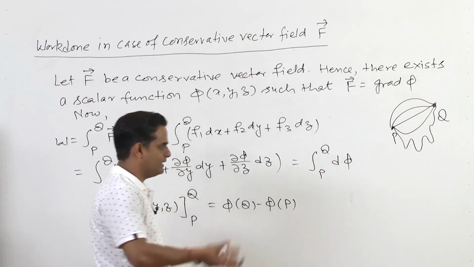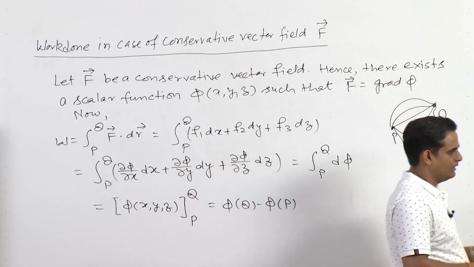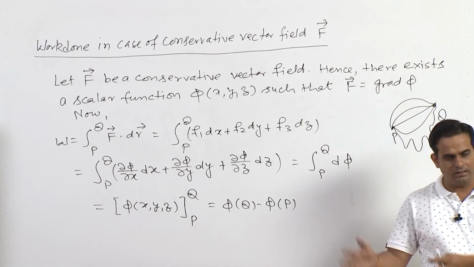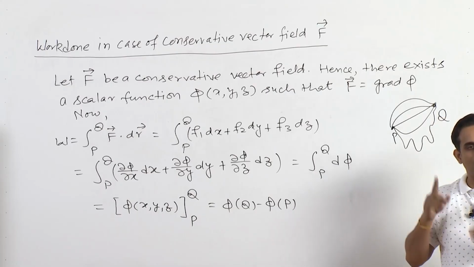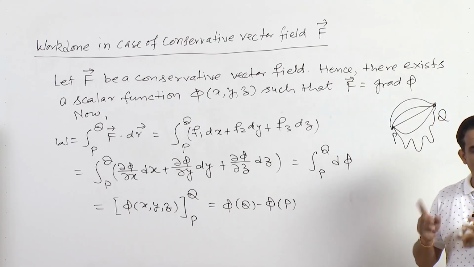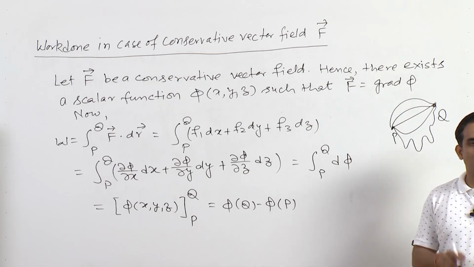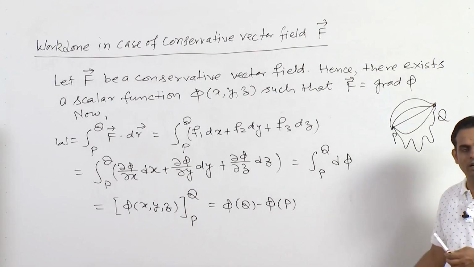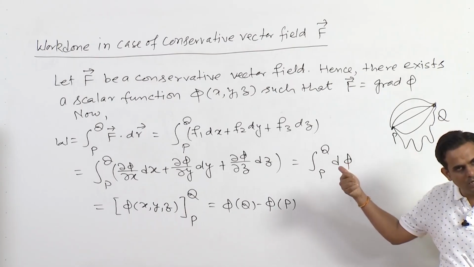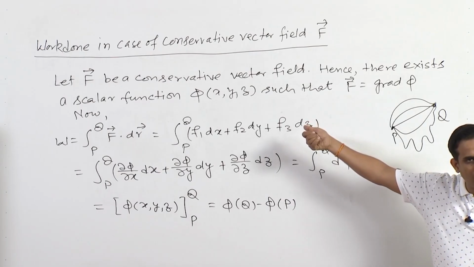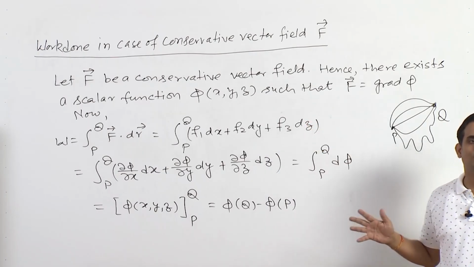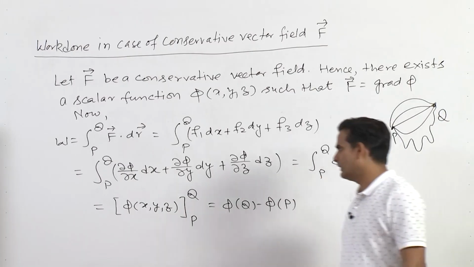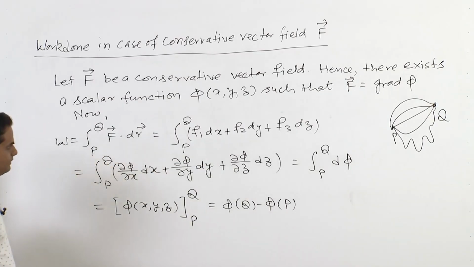So, if the question is like that, let F be a conservative vector field given by this, then find the work done by this conservative force by moving a particle from P to Q. So, what you need to do? You need to find the potential function phi corresponding to the conservative vector field F, and then phi Q minus phi P, that is all. Let us take an example of this case.